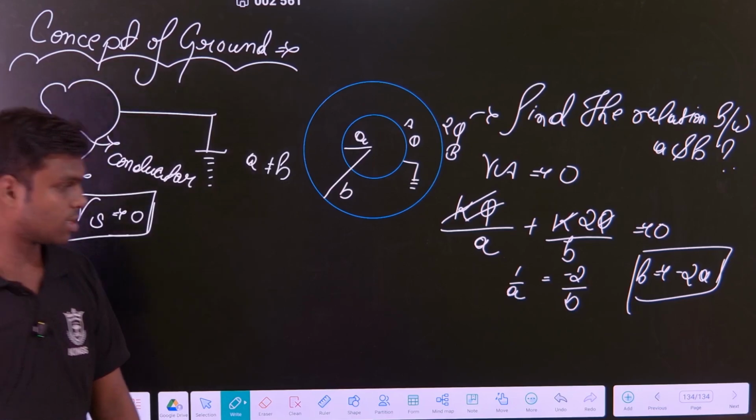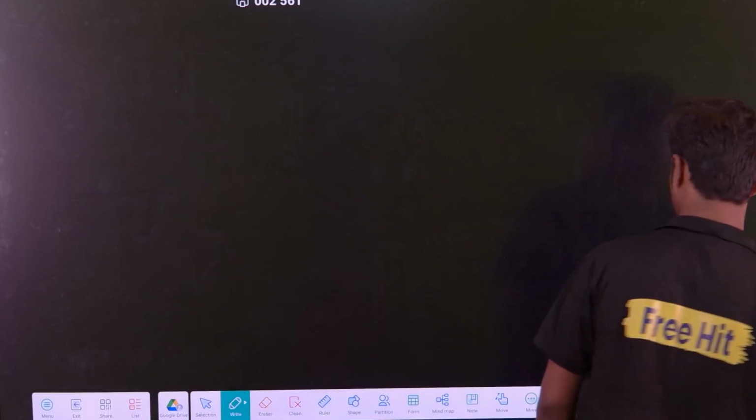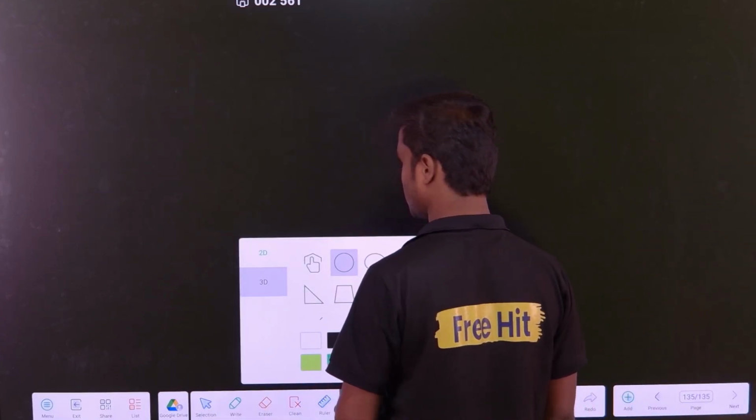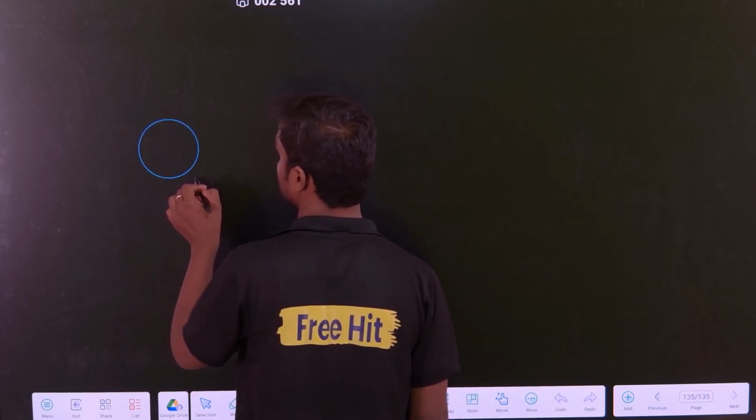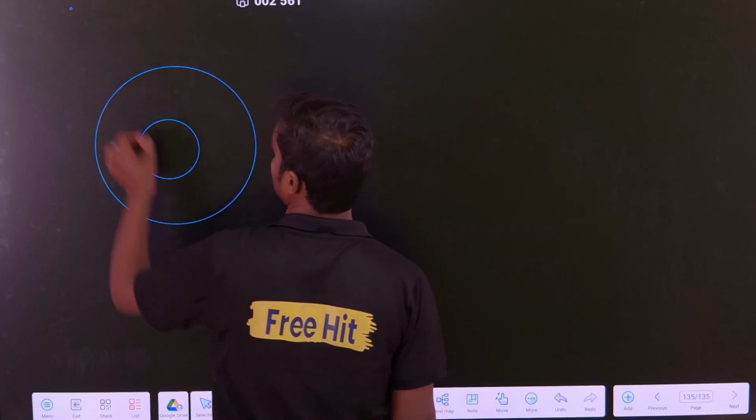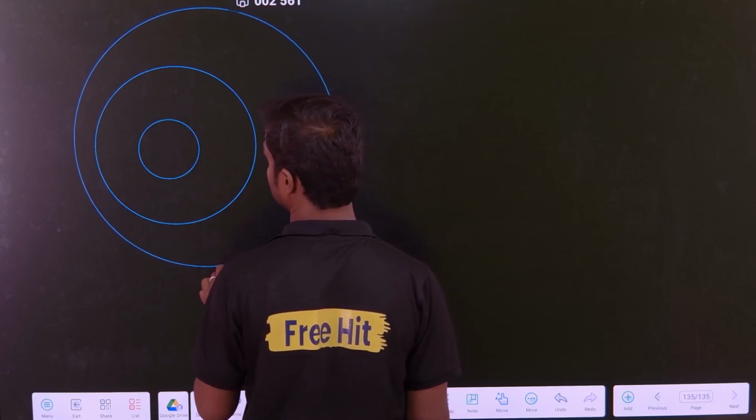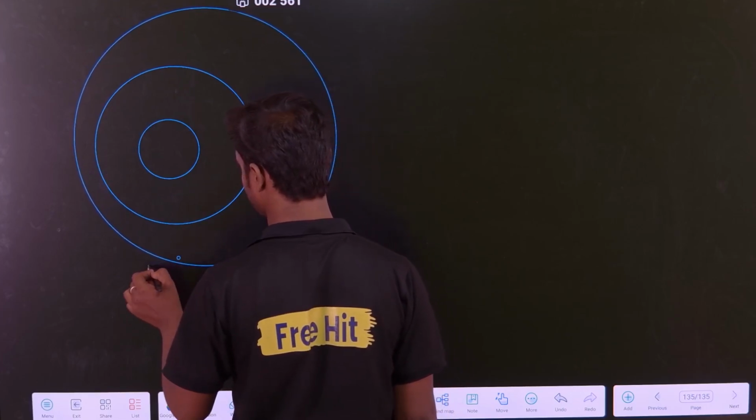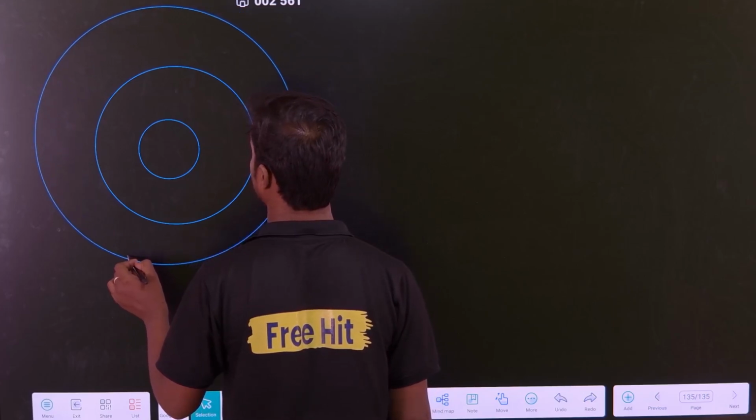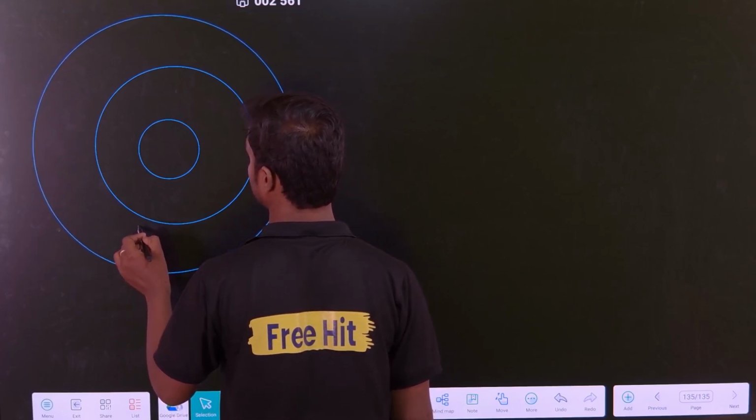Clear? Okay. Let's take one example. Basically, I want to solve a charge distribution question for you, so that you can get an idea about charge distribution for a ground. If we have a ground, then how is the charge going to distribute? Let me think about some question for you. This is one question we can frame.